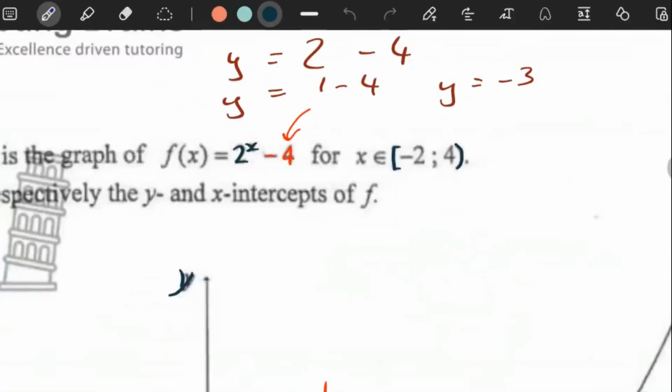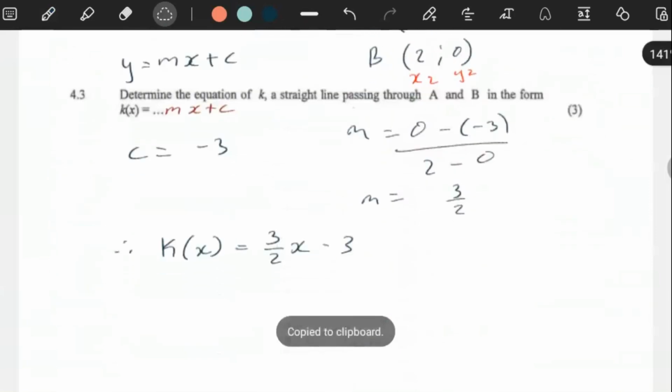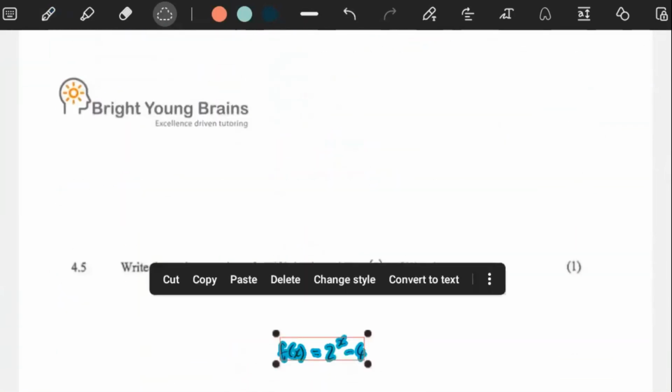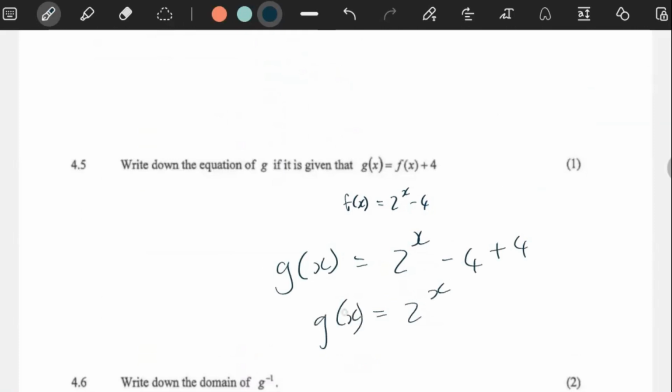So f of x, we know that it is equal to 2 to the power of x minus 4. So let's just take this and paste it down here. If this is the equation of f of x, the equation of g of x is too straightforward, you see. g of x is just going to be equal to 2 to the power of x minus 4 plus 4, which is 2 to the power of x. And that is it.